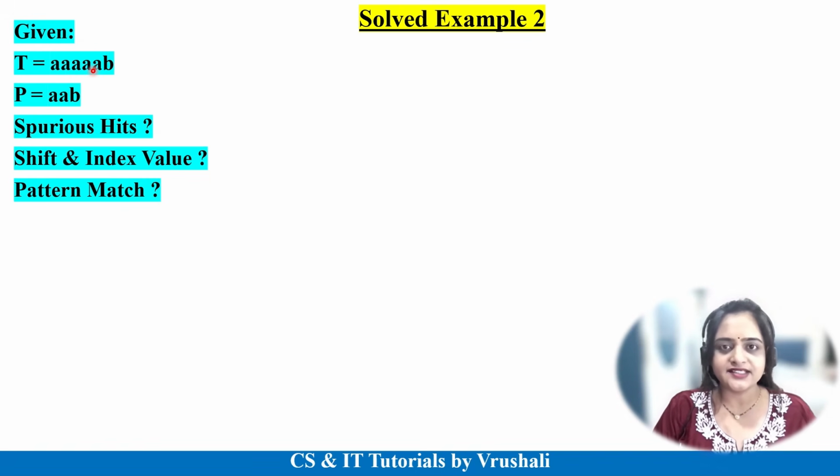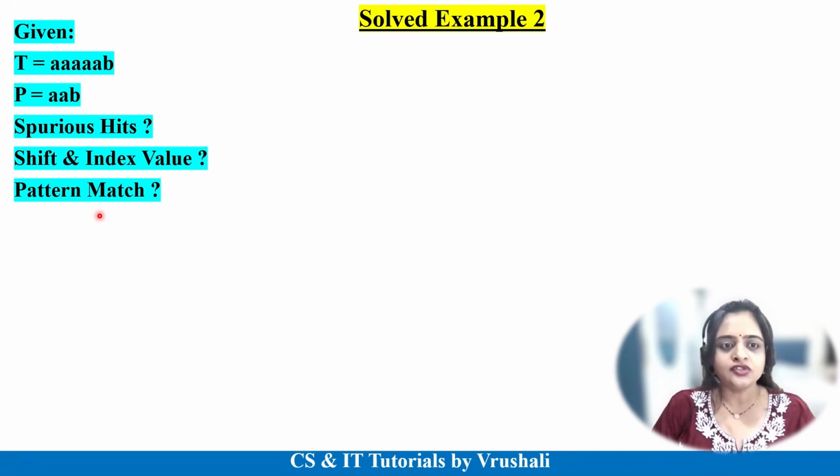A, this text is given. Now the pattern is given, like B. It means you have to find this particular pattern inside this particular text. Again, the same, you have to find spurious hits, shift and index value and pattern matching value. The same kind of example is asked for 6 to 8 marks in your end sem exam.